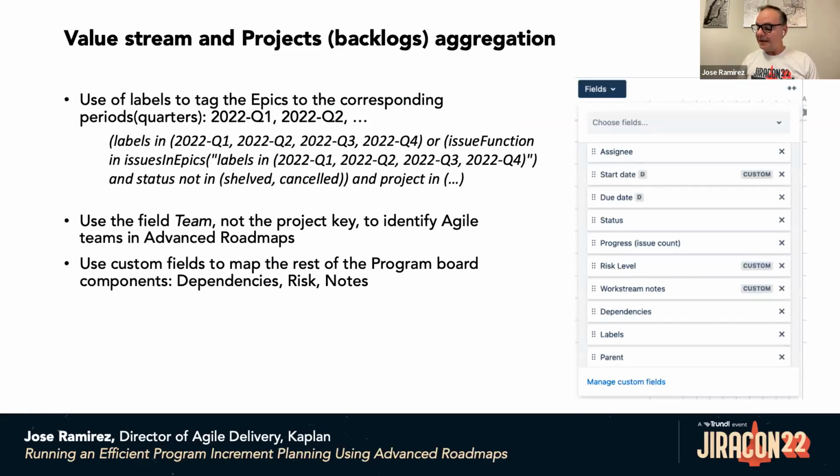Now, let's talk about the input to the program board. And this is essential, because you don't want it. For example, you're creating a program board for a value stream, and in the value stream you have 5 projects or 5 teams, but you don't want to include all the issues that those teams are working on. You want to include only the new issues that will be working or are planned for the next quarter.